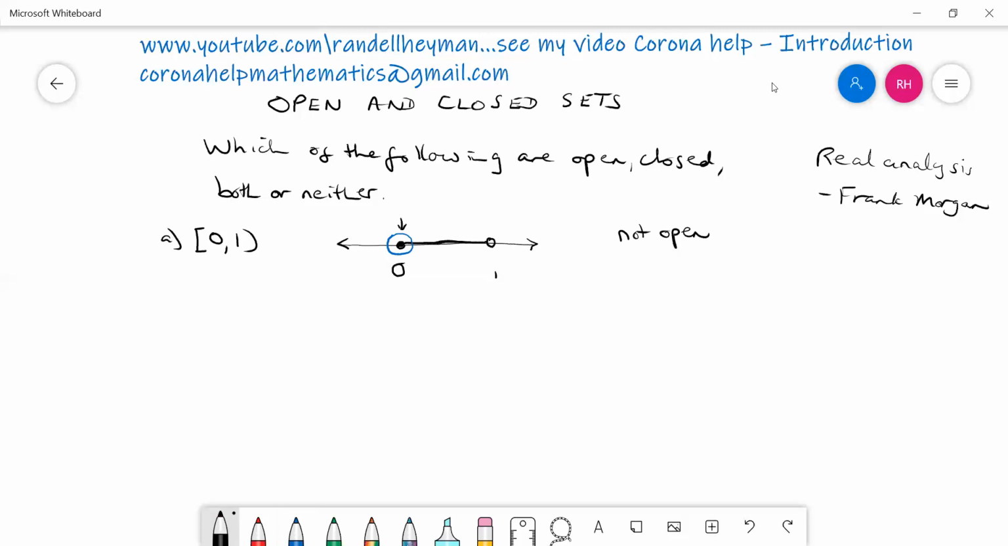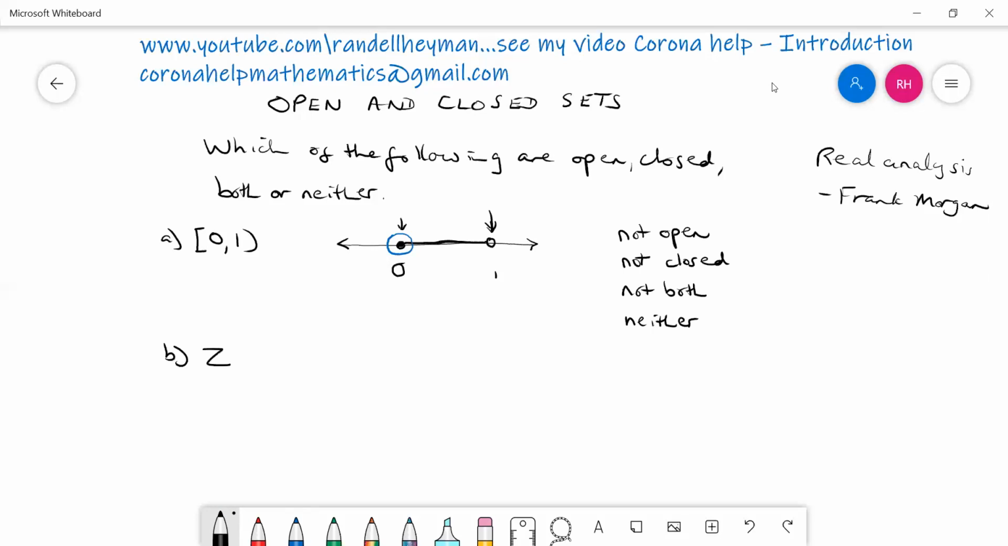Is it closed? If it's closed, it's got to contain all of its boundary points. Here's a boundary point that's not part of the set. You could draw a little circle around it like I did previously, and you'd come to the conclusion it's a boundary point. Because it's a boundary point, in this case, it's not part of the set. And a closed set has to contain all its boundary points. So this is not closed. Is it both? It's clearly not both. So I think we come to the conclusion that it's neither open nor closed.